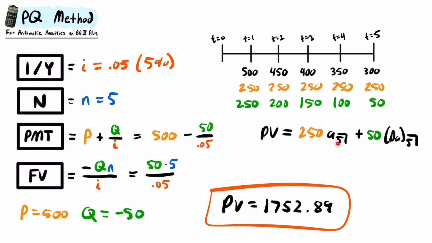You don't have to deal with these notations and the formulas that they represent. Okay, now that doesn't mean that you shouldn't know what those notations are. They can be helpful in other problems, but if you need to quickly calculate an arithmetic annuity, the PQ method is your friend. Okay, and so with that, that is it for this video. That is everything I wanted to talk about surrounding the PQ method.